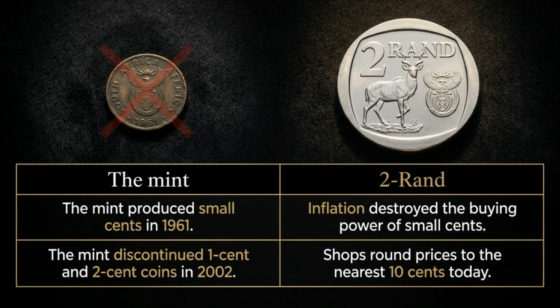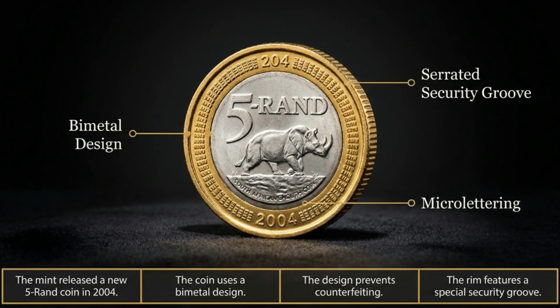The Mint produced small cents in 1961, but discontinued the 1 cent and 2 cent coins in 2002. Inflation destroyed the buying power of small cents, so shops today round prices to the nearest 10 cents. The Mint released a new 5 Rand coin in 2004, featuring a bimetal design, microlettering, and a serrated security groove on the rim to prevent counterfeiting.